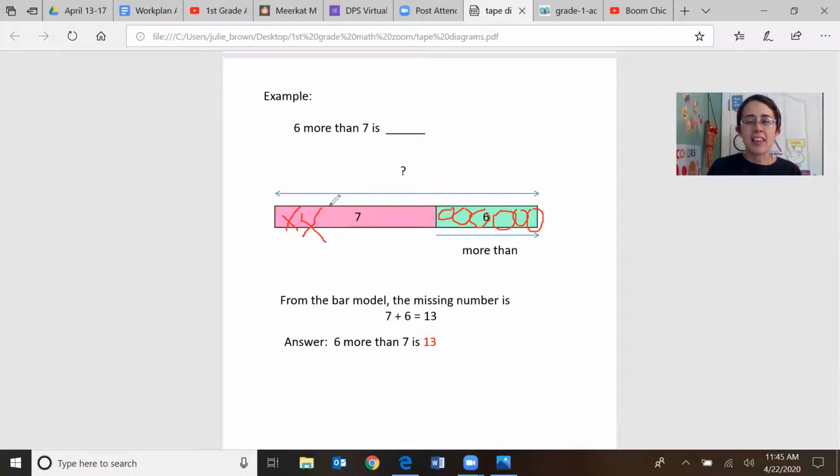We can add these together. 7 plus 6 equals 13. And then we read it out loud to see if it makes sense. We go back up to the top. And what were they asking us to do again? 6 more than 7 is 13. 7, 6 more, 13. Yes, that makes sense.